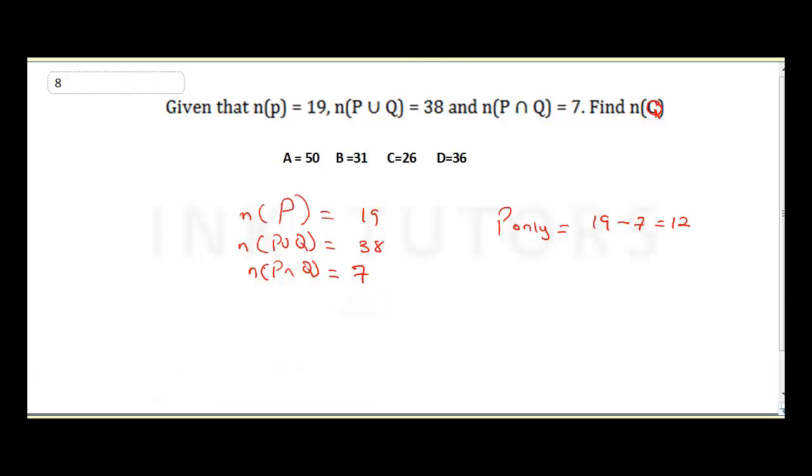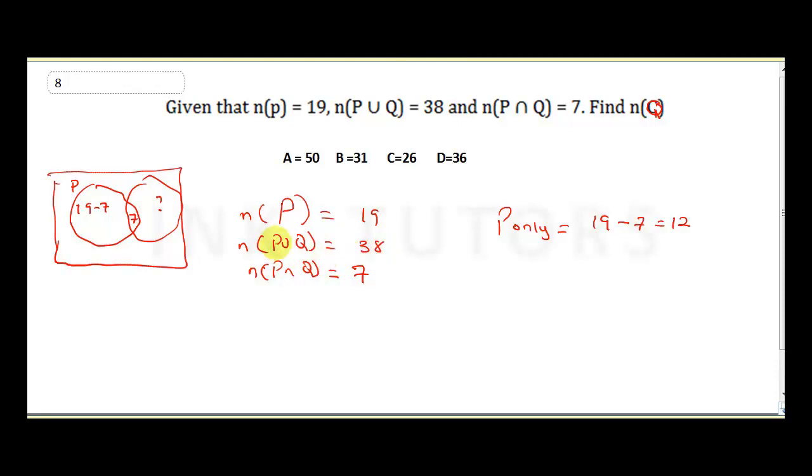If we were to draw a Venn diagram of this, let's draw a Venn diagram so it will guide us. So this is our P and this is our Q. This is our P intersection Q, which is 7. Now P only is going to be 19 minus 7. We don't have Q, so Q is actually what we're looking for. So this is what we don't know yet. So now, how do we get this?